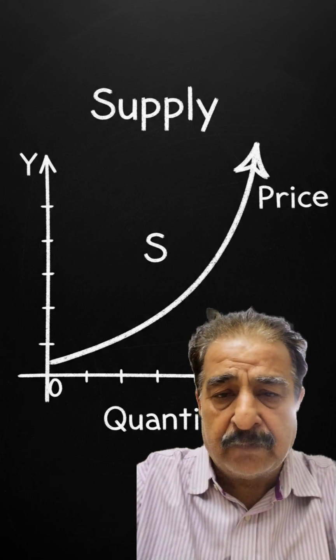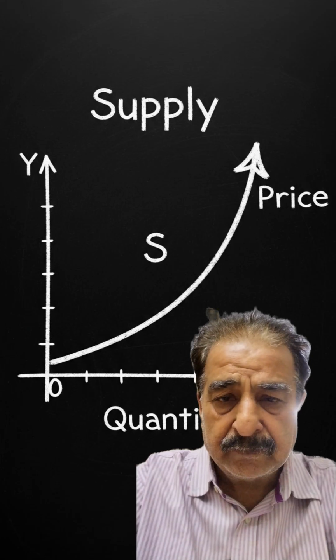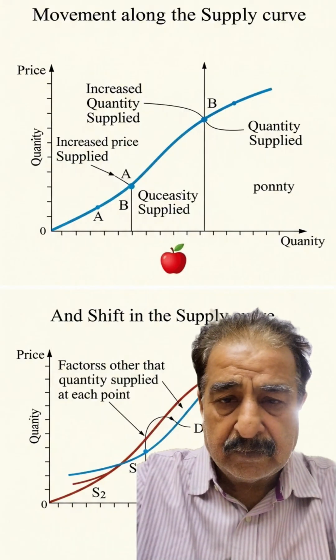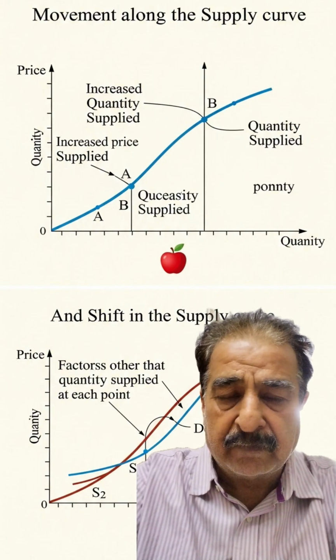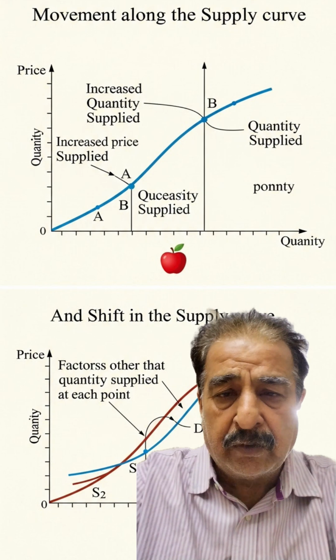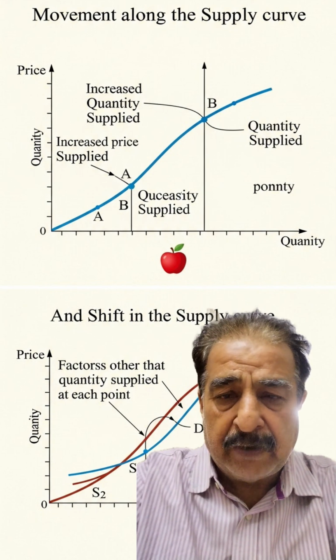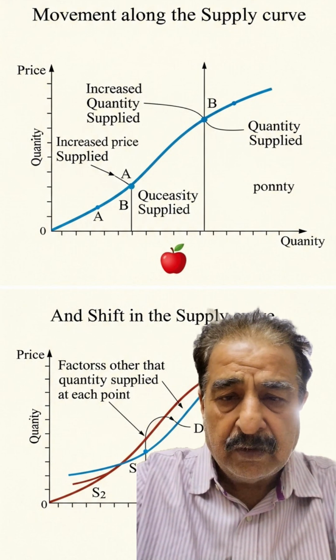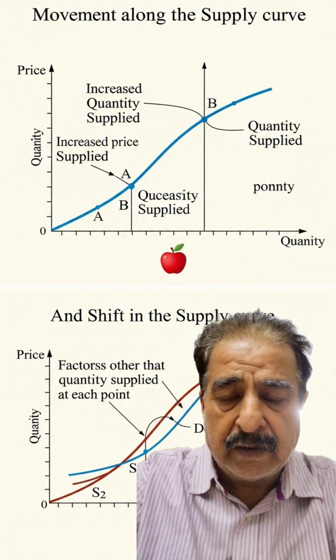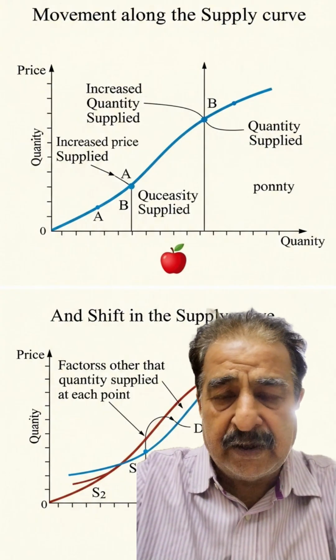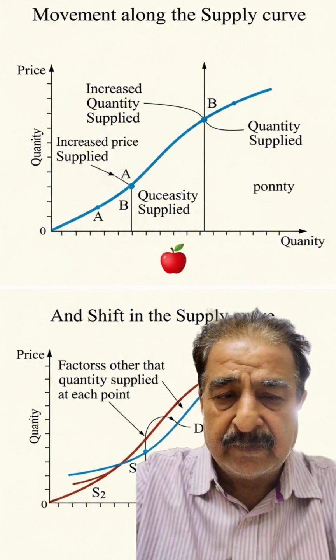Now supply changes are of two types. First, we will discuss movement versus shift in the supply curve. Important from the exam point of view. When price changes and quantity supplied changes along the same curve, it is called movement along a supply curve. It means its initial position does not change.